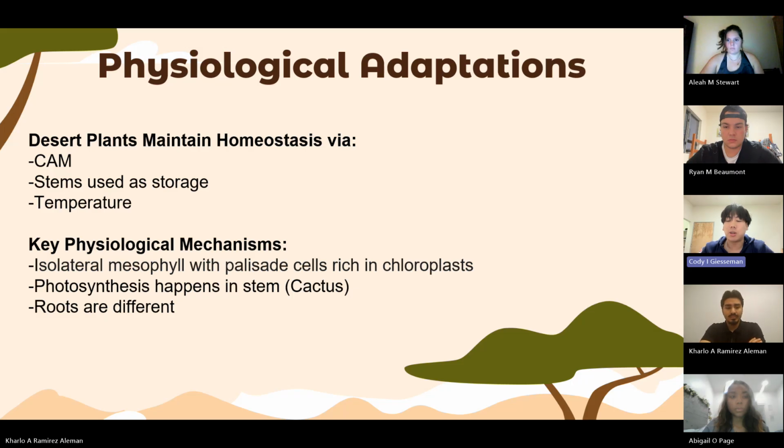And these palisade cells are rich in chloroplasts, and palisade cells are one of the main photosynthetic cells that contain these chloroplasts. So it's good to note that in non-dry environments, normal plants will have palisade cells on only one side. Isolateral is if they have them on both sides.